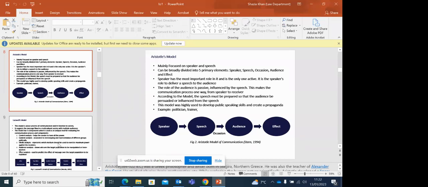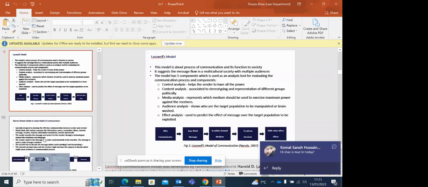A politician is quite influential, isn't he? He is the main person, the important role. It could be the prime minister, who's the speaker at that time. It could be someone at a conference that you rely on, because the whole point is this person's drawing you in and influencing you by what they're talking about. So you've got the speaker, the speech, the occasion, the audience, and the effect. Okay, so this is Aristotle's model. Then we've got Lasswell's model.